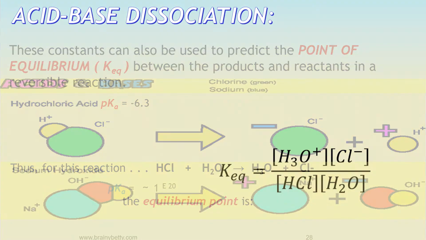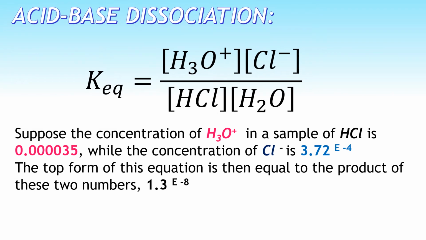Let's now use the concentration of hydronium, H3O plus, in a sample of hydrochloric acid. Suppose it's 0.000035. So we're using a decimal to express that concentration. It's one of the products, it's on the top. While the concentration of the chloride ion, Cl minus, is 3.72 times 10 to the negative fourth. So for that product, the chloride ion, we're using scientific notation.